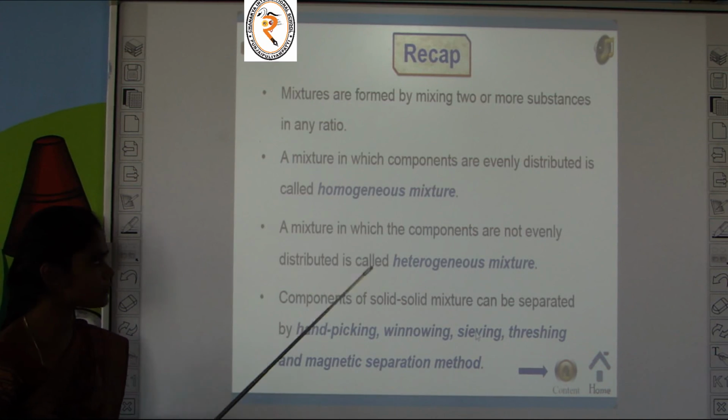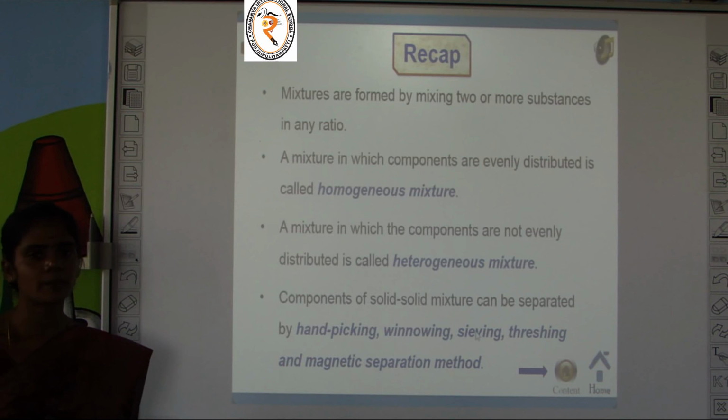Homogeneous mixture means it can dissolve completely. We cannot see the solute particles. For example, when sugar is mixed with water, it is completely dissolved, so it is distributed evenly. So it is called a homogeneous mixture.